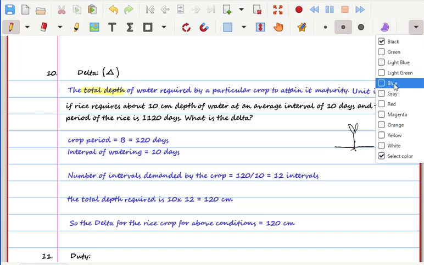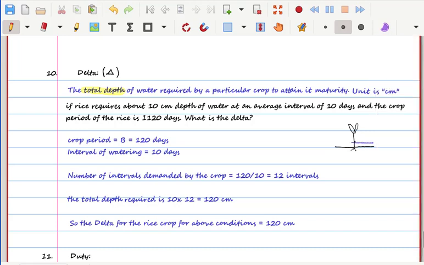This crop, let's say, requires water to be filled up till this level. Let's say this is 10 centimeter, right? This depth is going to be delta, but this is the only one depth. We are told here that delta is going to be the total depth of water. So what actually the total depth means? For that, let's consider an example that will clarify this term total depth.